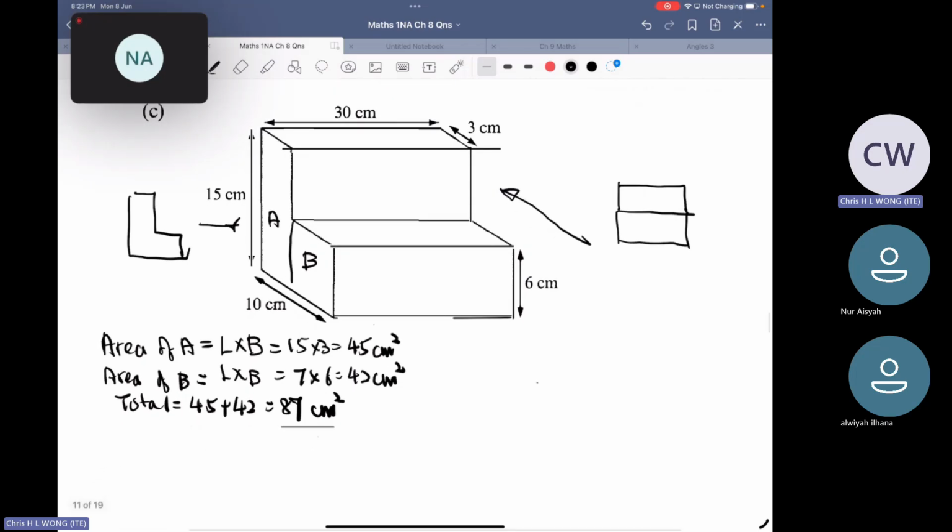Which is the front? So, area of the back, also 87. Okay, don't say area of the back. Just say times 2. Area of front, area of back. Okay, area of back.